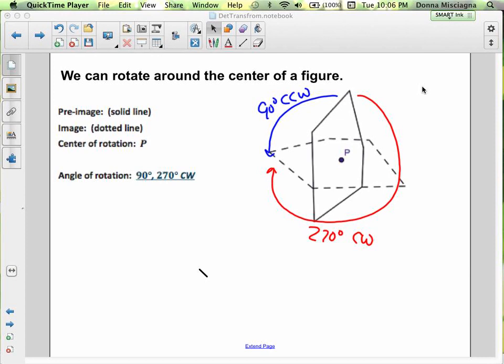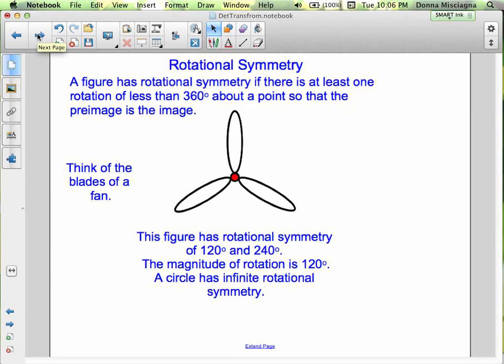So let's talk about what rotational symmetry is. And this is in your notes. Rotational symmetry: a figure has rotational symmetry if there is at least one rotation of less than 360 degrees about a point so that the pre-image is the image. When we say about a point, it's going to be the center of the figure. All right, so think of the blades of a fan.